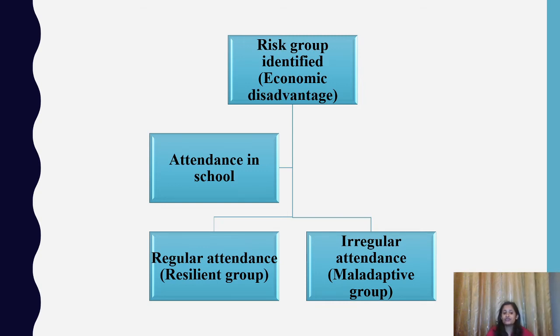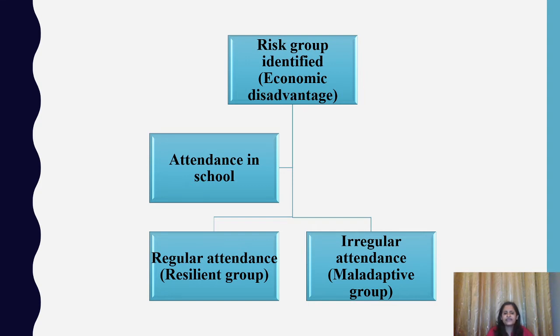And then these two groups can be compared to see what are the factors in which both the groups differ from each other, and thus which factors make the first group resilient while the second group vulnerable or maladaptive.